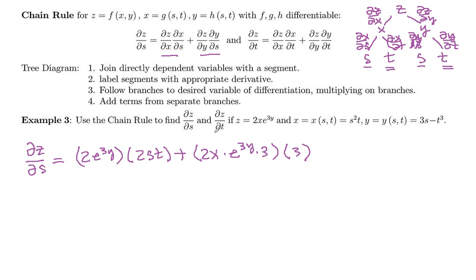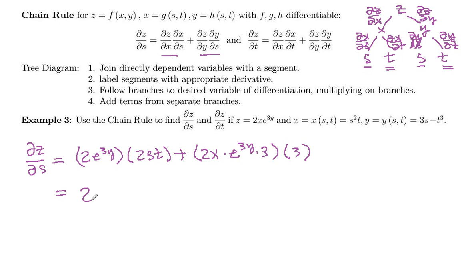And we could do similar for dz dt, and just use these partial derivatives. And again, if we wanted to, for our x and y here, we could plug in x and y in terms of s and t, and we could get a whole partial derivative here in terms of s and t if we need it.